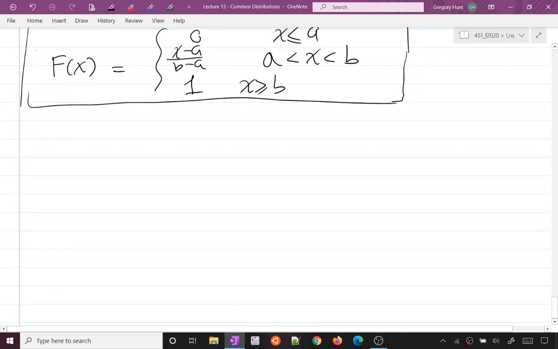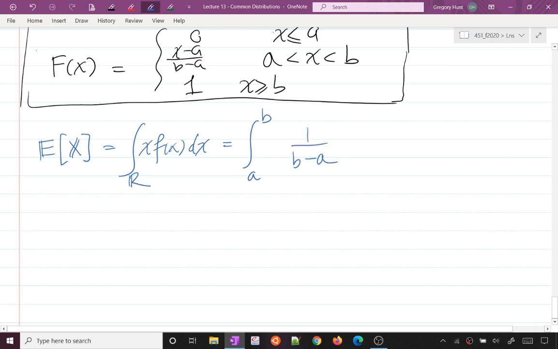Okay, other facts about the continuous uniform distribution. Of course, we could ask what its expectation is. So what's the expected value? Well, we have a formula for it, right? It's always the integral of x f(x) dx over the whole line. In this case, we only have to worry about between a and b, because otherwise f(x) is 0. Between a and b, f(x) is 1 over b minus a, and we get an x there and a dx.